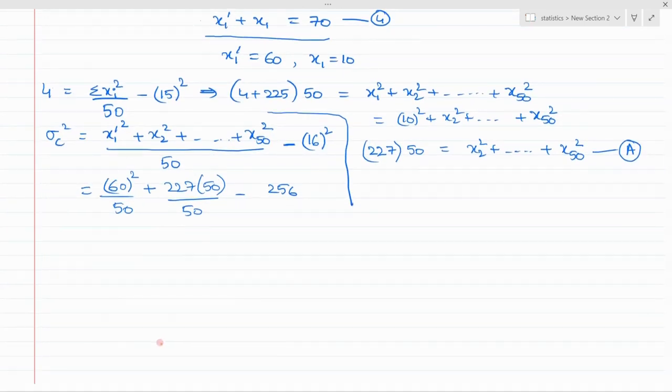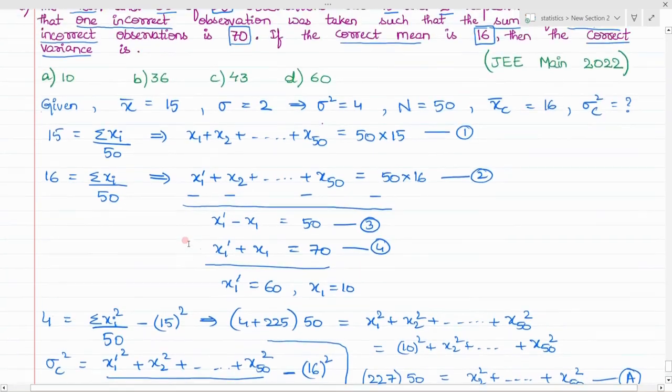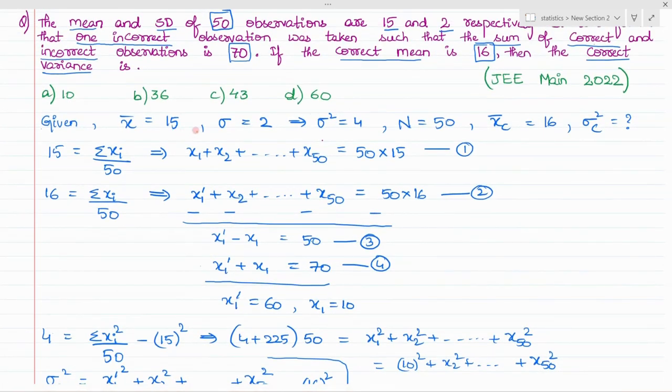Just simplify this. You will get 72 plus 227 minus 256. From here, the correct variance we will get as 43. So let's see the options. According to the options, option number C is correct.